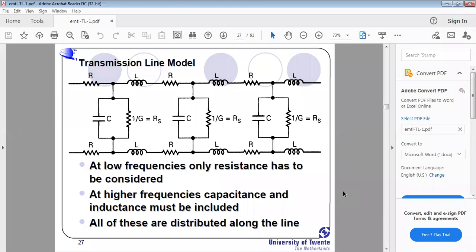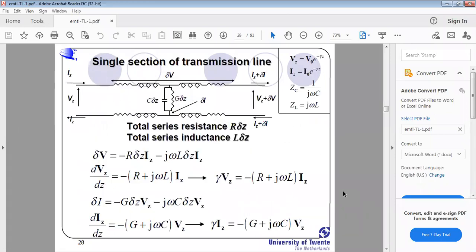Inductance, j omega L, capacitance, j omega C. These two are imaginary terms. Moreover, they are frequency dependent. See here, a single section of a transmission line. And when we consider one segment of a transmission line, what is the expression here?